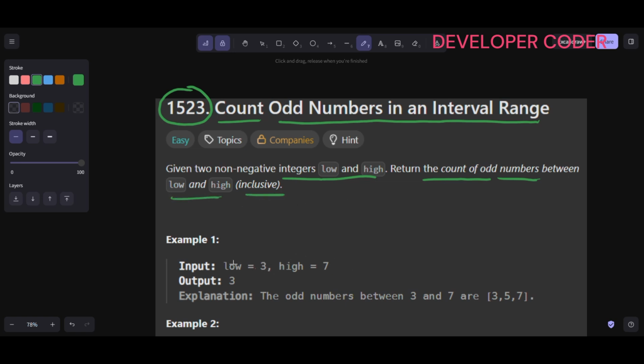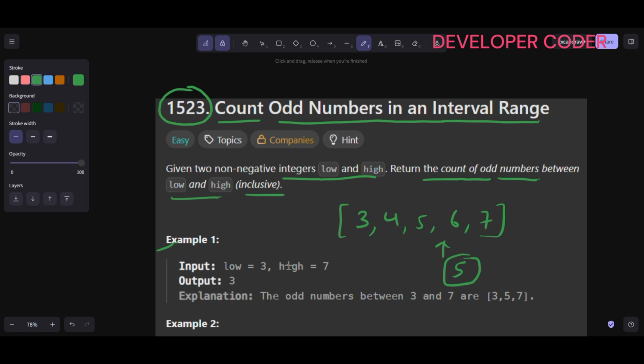So here if you see example number 1, low is 3 and high is 7, so that's the premise we are talking about, right? Low and high are inclusive, right? So 3, 4, 5, 6 and 7. So these are the numbers. How many total numbers are there? 1 2 3 4 5, 5 numbers are there, right?